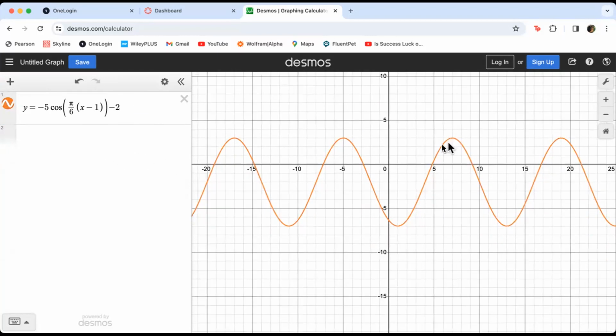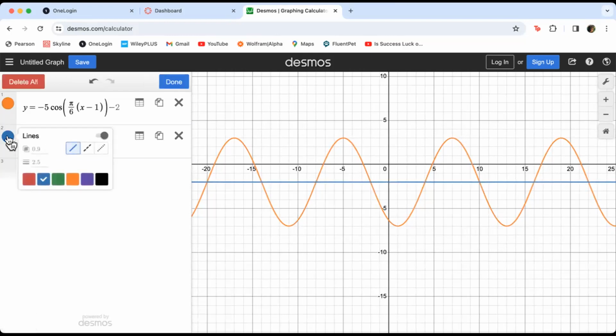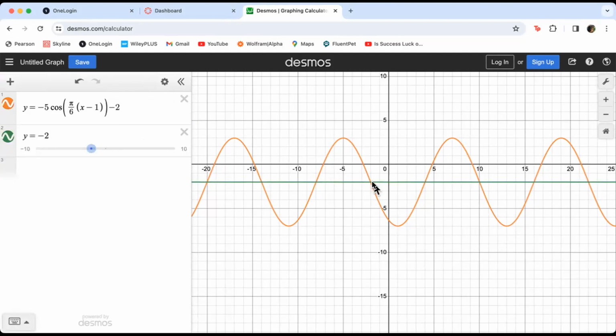Now the middle is hard to find. We can see the bottom point here at 1, -7. The next bottom here is at 13, -7, like we predicted. The tops all happen at 3, and they are 12 units apart. It's hard to find where the middles are. So if we graph just y equals -2, that'll show us where the middle is. I made the middle green. And there's the two middles that we had, 4 and 10. And we can see our top and bottom.